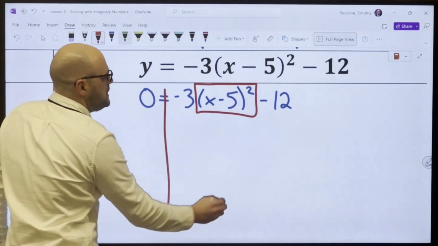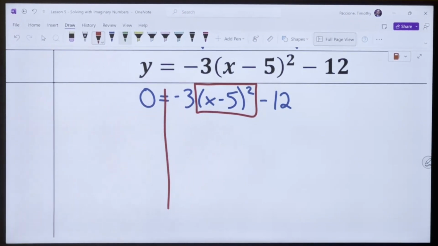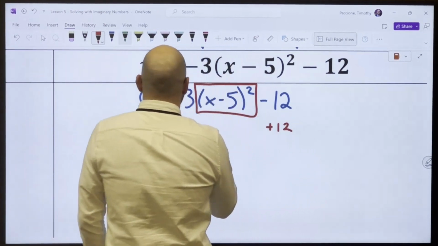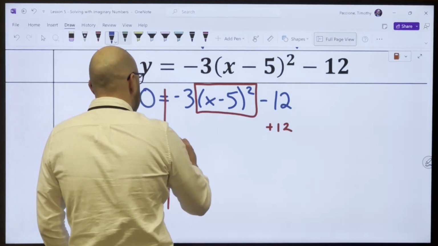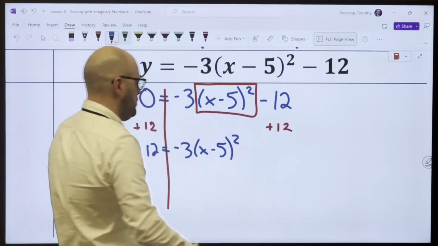So everything else needs to go away. What's the first thing that's going to go away? 12. Right, so we would add 12 to both sides. And we would get 12 equals negative 3 times (x minus 5) squared.